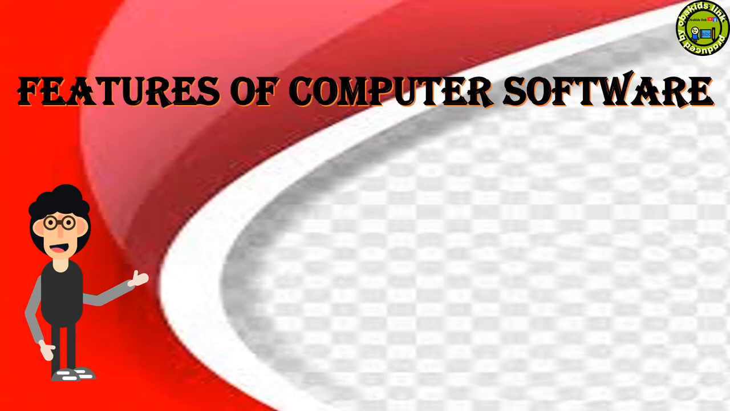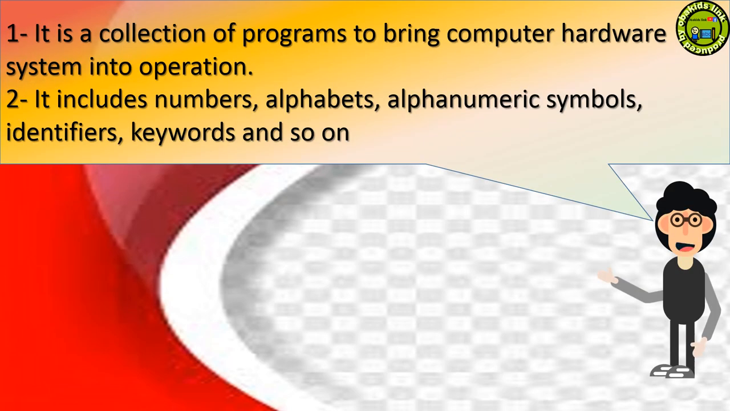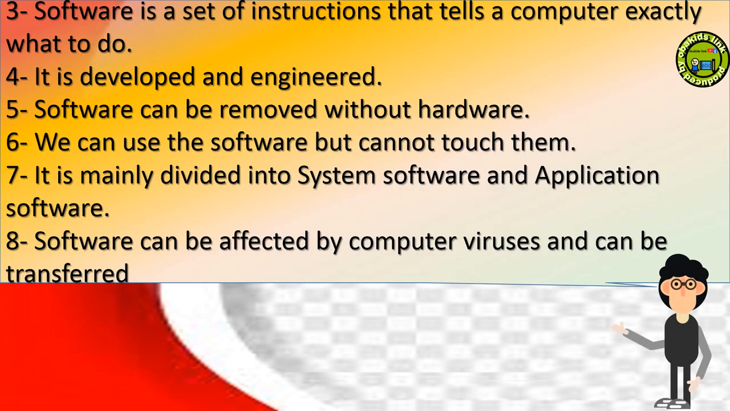Features of computer software. The following are the main characteristic features of a software. 1. It is a collection of programs to bring computer hardware system into operation. 2. It includes numbers, alphabets, alphanumeric symbols, identifiers, keywords, and so on. 3. Software is a set of instructions that tells a computer exactly what to do. 4. It is developed and engineered.